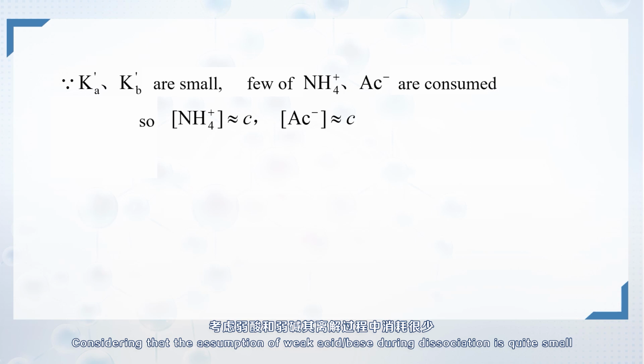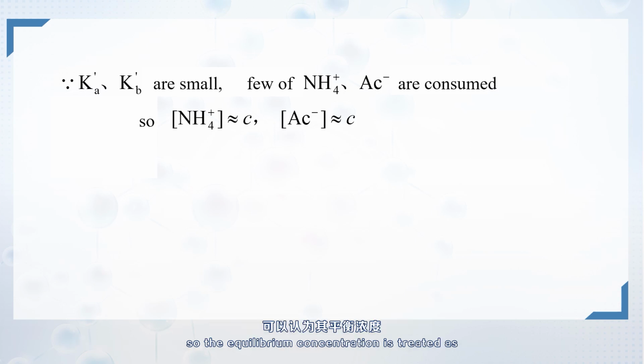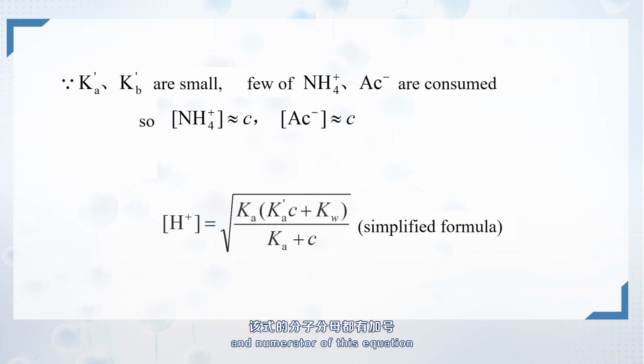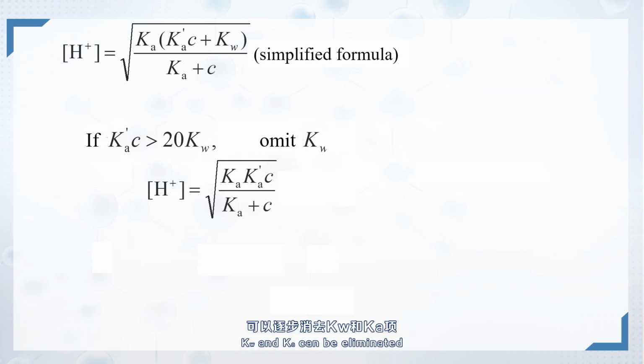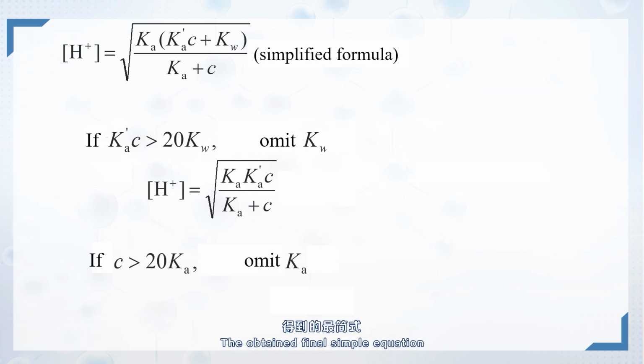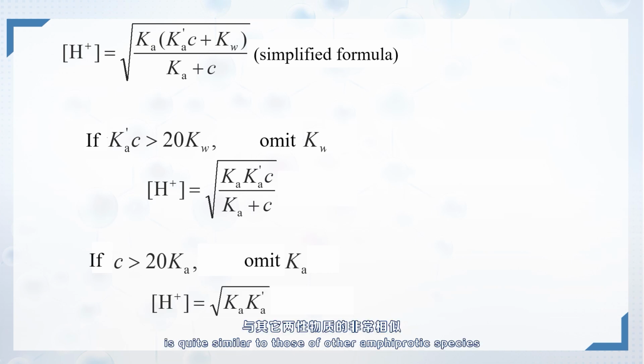Considering that the dissociation of weak acid or weak base is quite small, the equilibrium concentration is treated as analytical concentration to get the approximate equation. There are both square root calculations in denominator and numerator of this equation, so further simplification needs to be carried out. Still following the principle of if A is larger than 20B, then A plus B equals A, Kw and Ka can be eliminated. The obtained final simple equation is quite similar to those of other amphiprotic species.